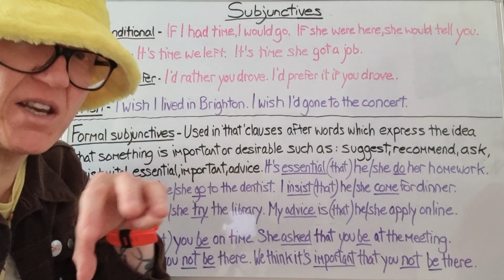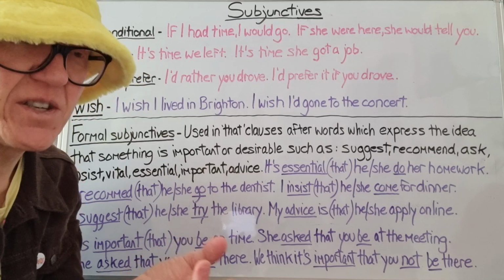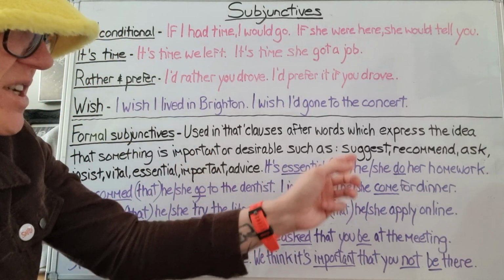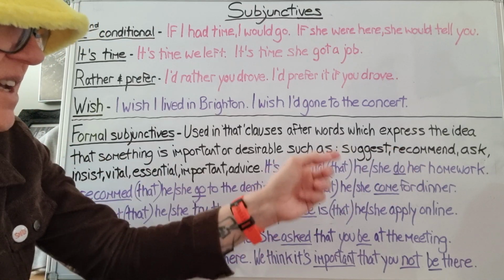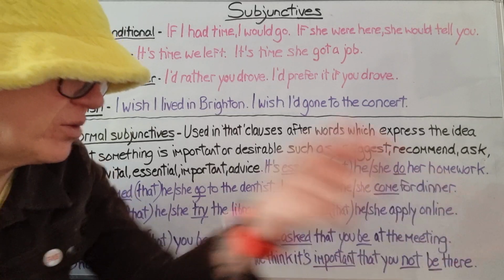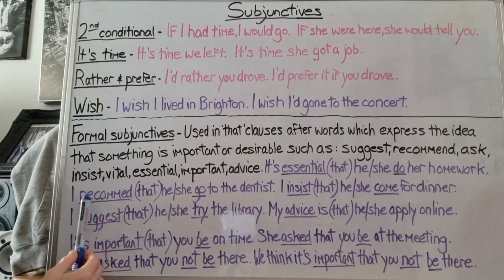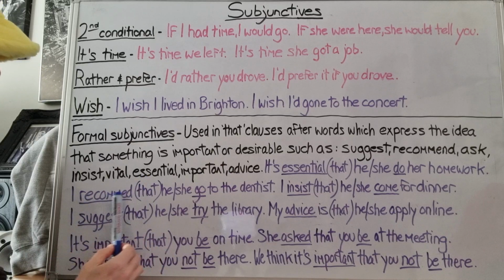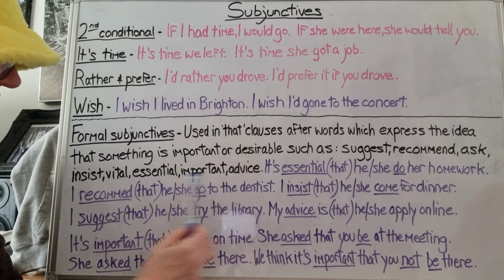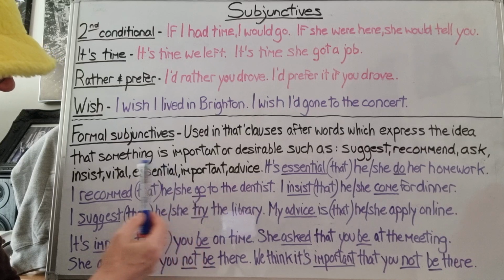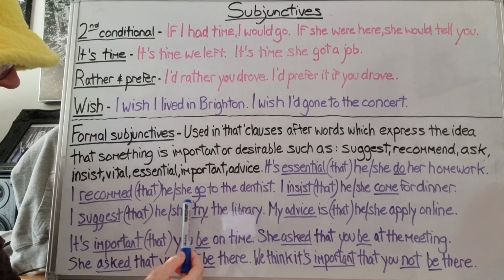A subjunctive changes the verb to something different which it wouldn't normally be. It's essential that she do her homework. It's essential that he do his homework. Okay? It could be he doing her homework. That's also possible. I recommend, again, that is possible, but it's not necessary. I recommend that he go to the dentist. She go to the dentist. Not goes, go. We use the infinitive for all subjects when we use this formal subjunctive.